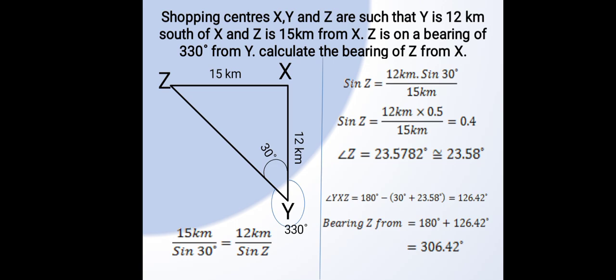Now having found that angle, we add to it the angle we know, 30, and subtract it from 180. This gives us the bearing of Z from X, which is 306.42 degrees.